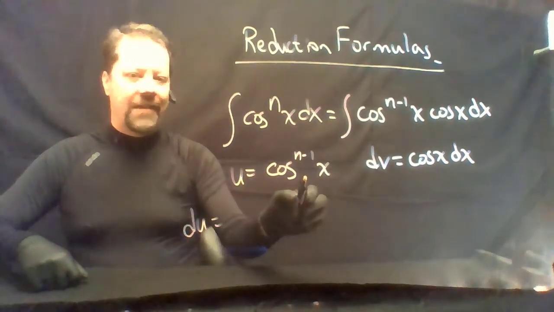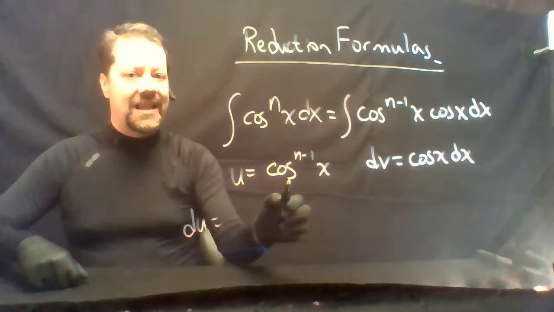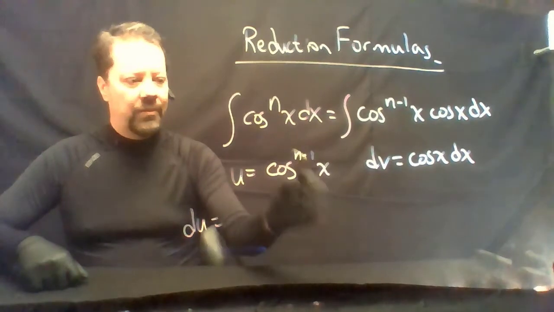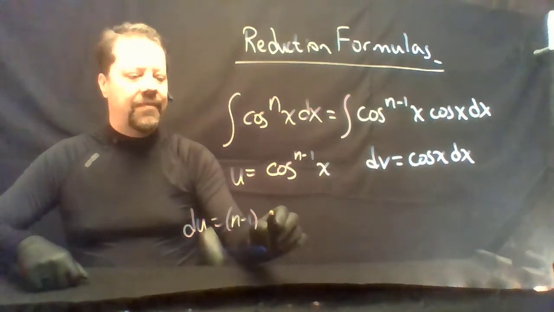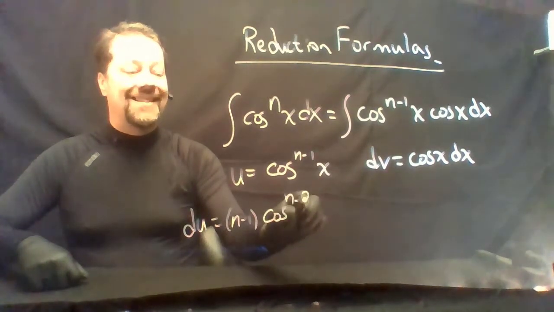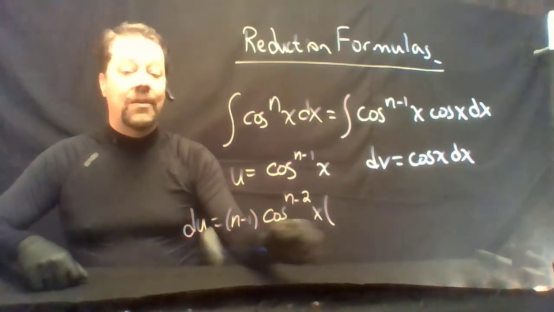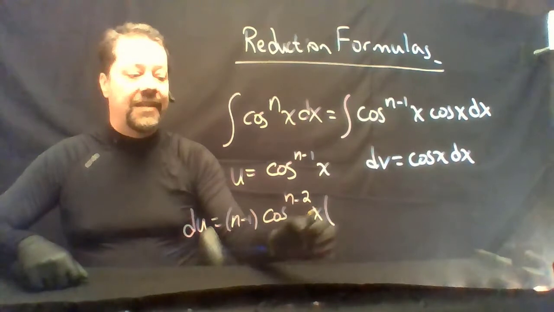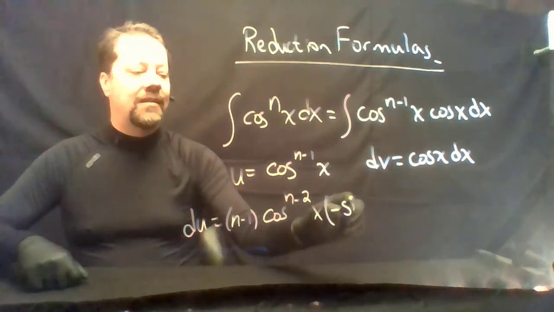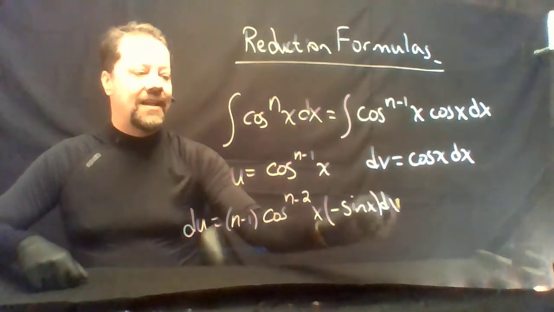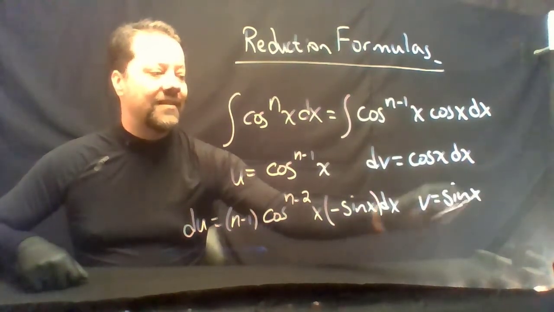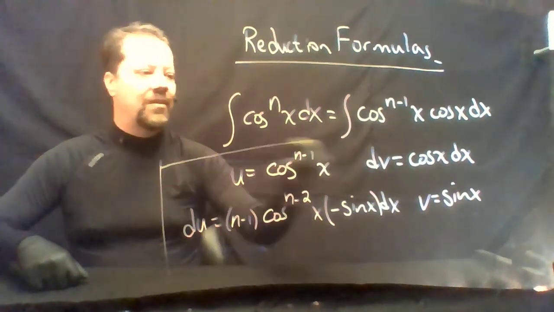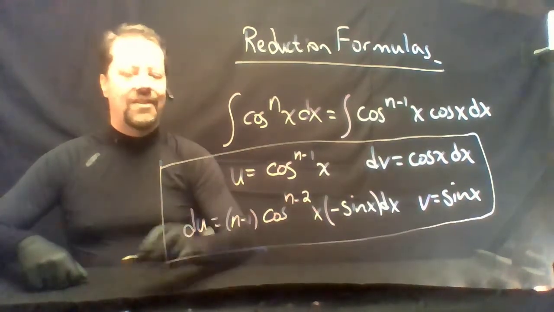du will be found by calculating a derivative, and here we need to use the chain rule. We'll bring the power down using the power rule for derivatives. Cosine n minus 2 x, but then we have to multiply by the derivative of the inside, which is minus sine x dx. v, on the other hand, is just sine x. We'll put this into a box to encapsulate it.